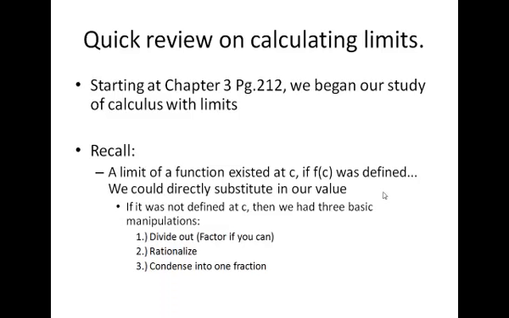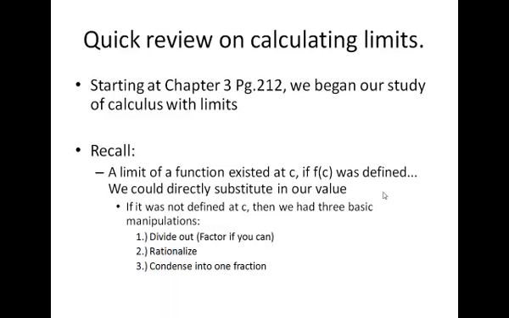Alright, so we're going to begin this chapter by just quickly reviewing what limits are. And this goes all the way back to chapter 3 on page 212. So if you want to take a look in your textbook about it and just glance over examples and what we did back then to refresh your memory. I'm just going to do a quick recap in the example in the next slide.